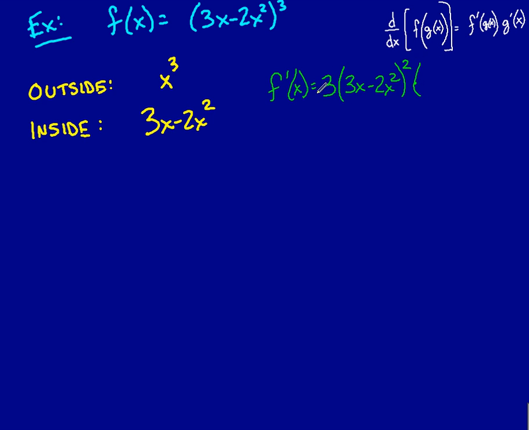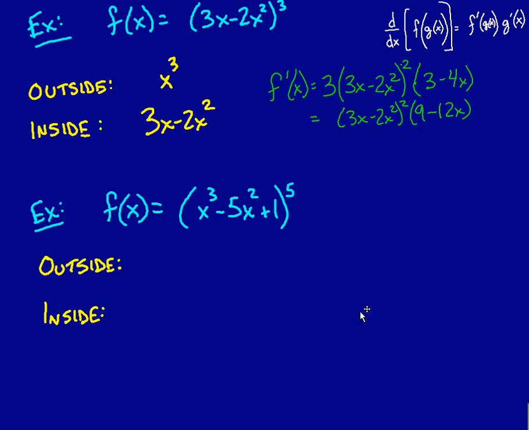The derivative of this inside would be 3 minus 4x. And that is a perfectly good answer. What I might recommend, if you have a linear factor out here and a number out in front, is to try to put those together. So I would distribute that 3 into it. So this would be (3x minus 2x squared) squared, and then this would be (9 minus 12x). That would be your final answer. So, derivative of the outside with respect to the inside times the derivative of the inside. Here's an example. See if you can figure it out on your own. See if you can make it happen.